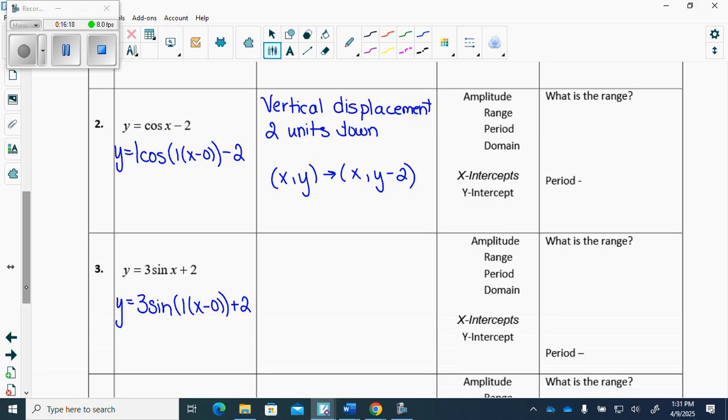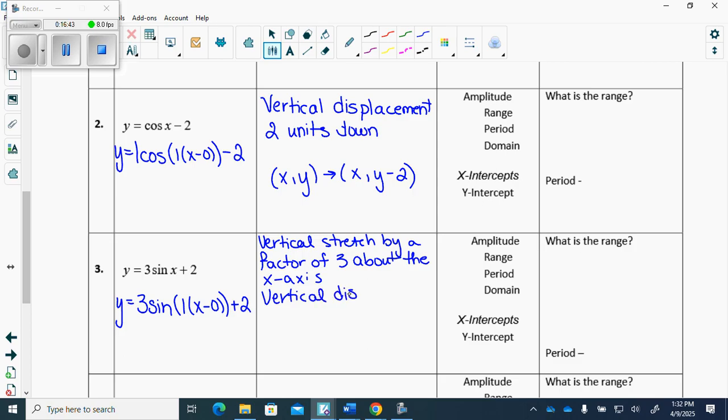Then this one, you have a vertical stretch by a factor of what? Don't all answer at once. Factor of 3 about the x-axis. Verticals never change, right? And then we have a 1 and a 0, so nothing there. And then we have vertical displacement, 2 units what? So my mapping is going to be x, y becomes x. Nothing happened to my x's. My y's are multiplied by 3 and then add 2.